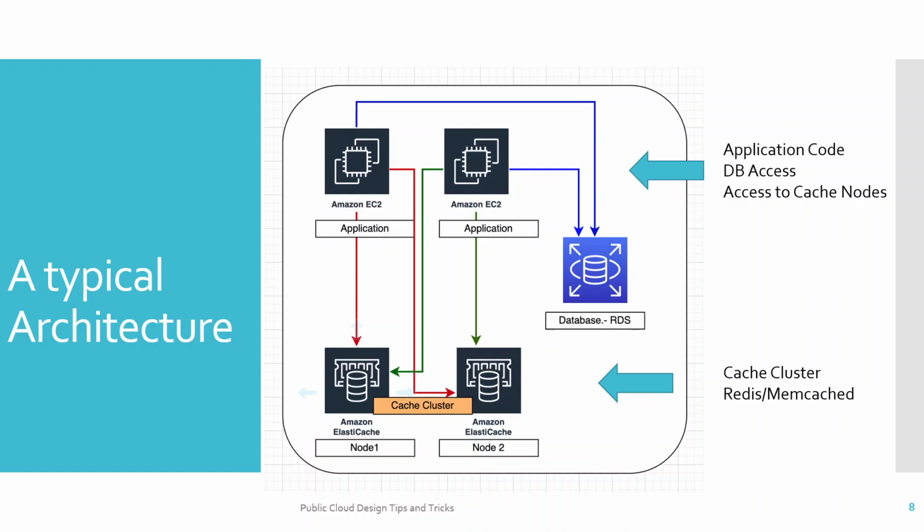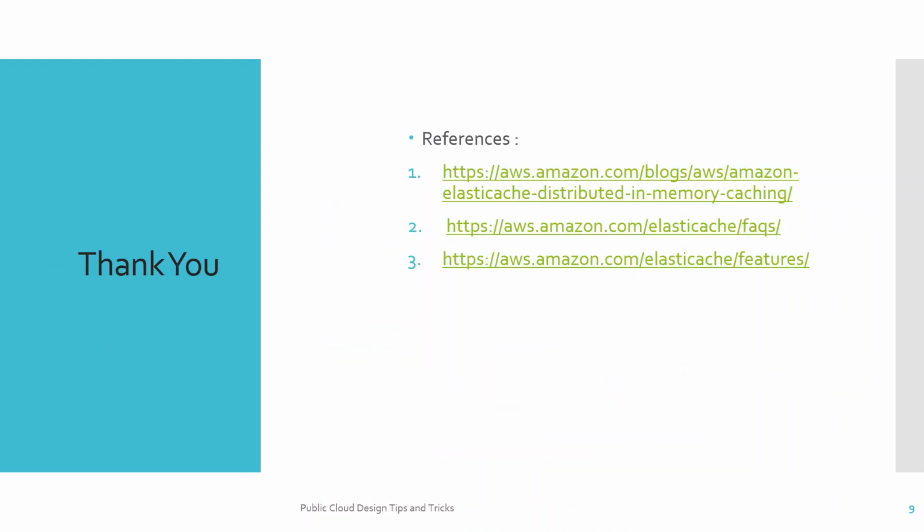What is written on the right side is that application code, DB access, and access to cache nodes are happening on the compute part. In the lower part, it's a cluster of Amazon ElastiCache, and they have either Redis or Memcached based on the requirement. If you want to know more and deep dive into how ElastiCache works, you can always refer to different links from AWS.